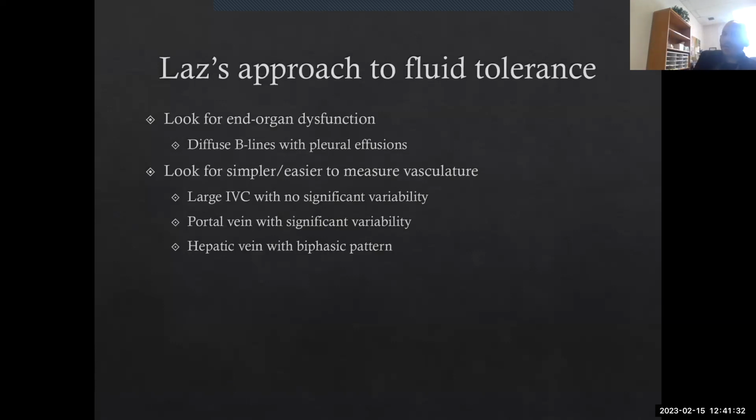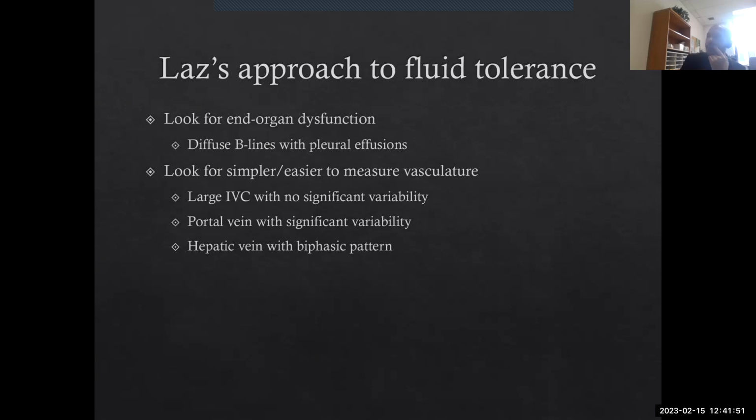That's a lot of jargon to jump back and ask, what's my approach to fluid tolerance? I have trouble with getting these waveforms effectively in all positions. So what I do is I look for end organ dysfunction. Do I see diffuse B lines with pleural effusions? Do I see a massive IVC with no variability?